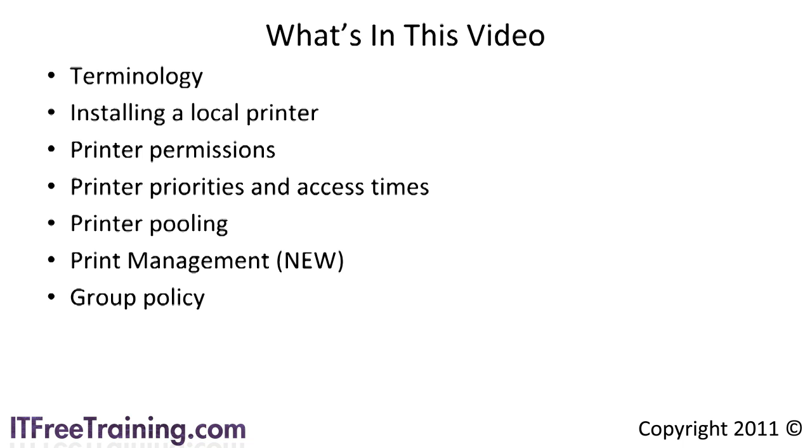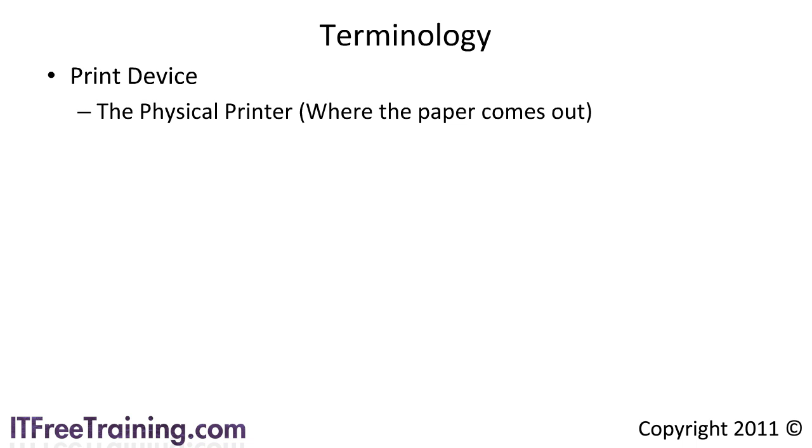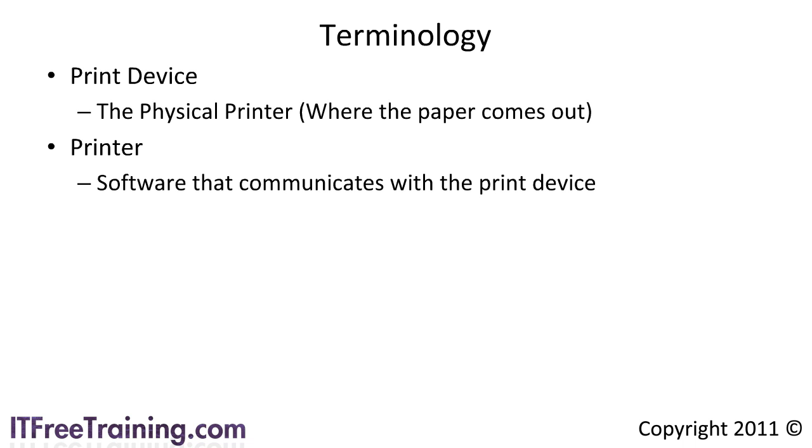To understand how printing works in Windows, it helps to understand a little terminology first. So first, Microsoft does not call a printer a printer. Microsoft calls a printer a print device. Think of the print device as being the physical printer or the device the paper comes out of. Microsoft instead refers to a printer as the software that communicates with the print device.